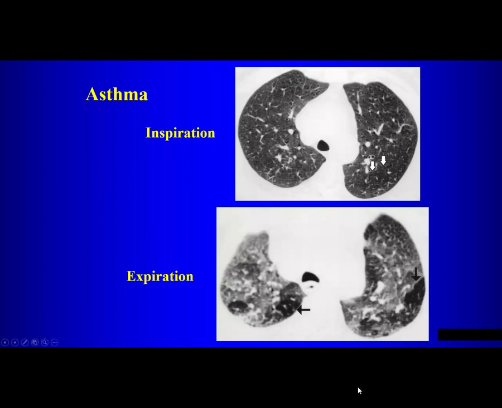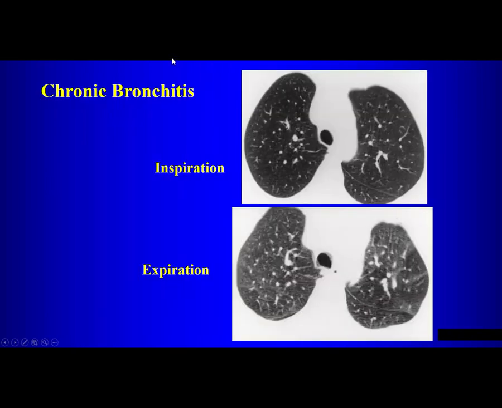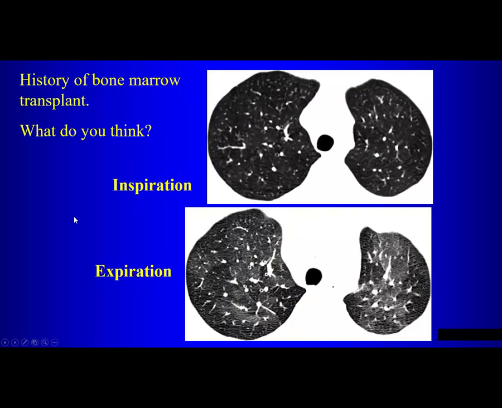Okay? Now, any small airway disease can give you air trapping. Here's an example of asthma. The expiratory view shows you the air trapping. Okay? Chronic bronchitis, expiratory views show you the air trapping. So any small airway disease can result in air trapping. If I tell you, though, that this patient has a history of bone marrow transplant, notice inspiration doesn't look so bad, but we do have air trapping on expiratory views, and the patient is short of breath. What are we thinking about here? What is going on in this patient?